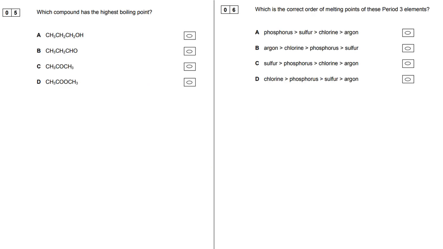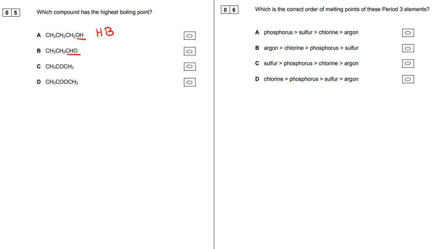So question 5 we've got here: which compound has the highest boiling point? So you've got your propan-1-ol, propanol, propanone and methyl ethanoate there. So highest boiling point, they're all molecular, so you're working out which one's got the strongest intermolecular forces. So here you've got your OH group, so you're going to have hydrogen bonds between molecules.